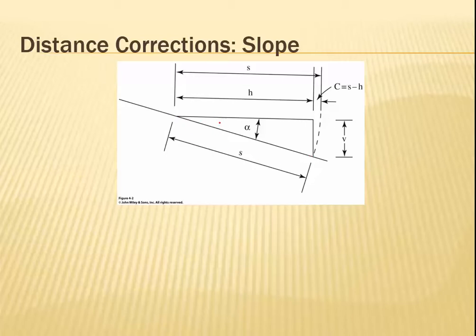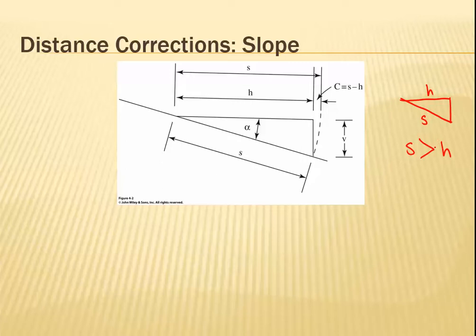And the grade of this is alpha. Well, the angle is alpha. And we're trying to calculate h. H not being hypotenuse, don't get confused, but being the horizontal distance, which will always be smaller than my slope distance, because, as we know from right triangles, if this is my right triangle, and this is S, and this is H, S will always be greater than H.